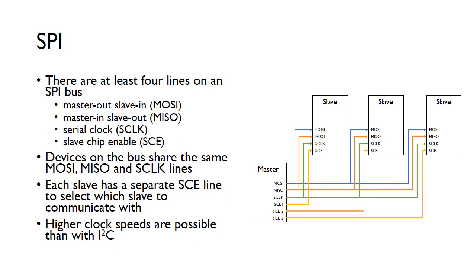Another very common one is SPI. Now there are at least 4 lines in an SPI bus. We've got master out slave in, or MOSI, master in slave out, or MISO, the clock, and the slave chip enable. You can see as an example we've got 3 different slaves. The MOSI, MISO and clock are common lines, so they all share the same lines.